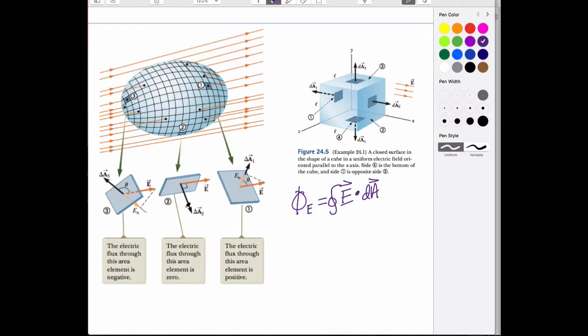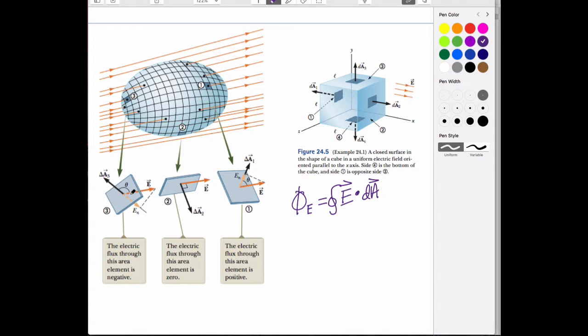Don't get confused about what I mean by parallel and perpendicular in this context. The dot product is the relationship between the E field vector and the area vector, which means if those two are parallel, then the E field must be at a right angle to the surface, just like the area vector is a right angle to the surface. If these two are at right angles to each other, that means the E field's parallel to the surface. So there are no lines going through right there.